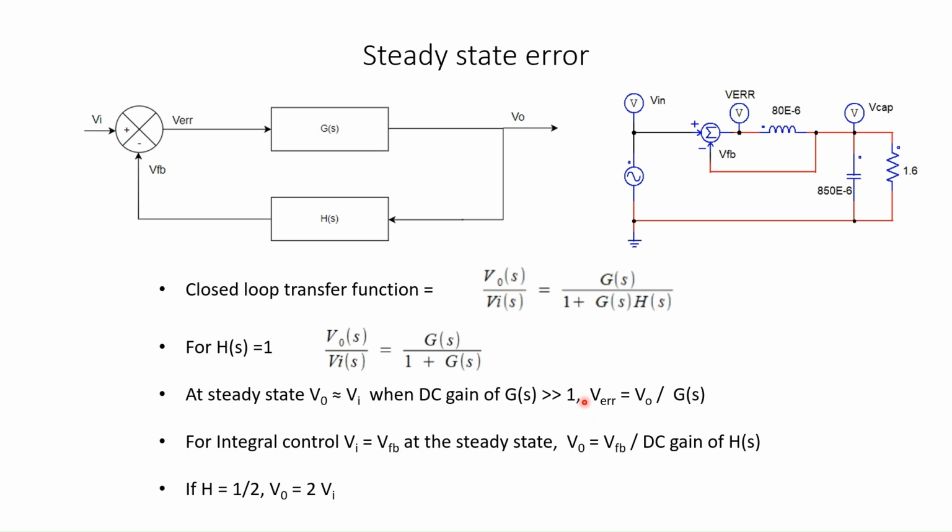The V error here is VO divided by G of S. So if G of S is much larger than 1, that means the DC gain of G of S is very high, we can see that VO divided by the DC gain, which is VR, will be very low. So that is the difference between reference voltage and the feedback voltage. So the feedback will be closely following the reference voltage.